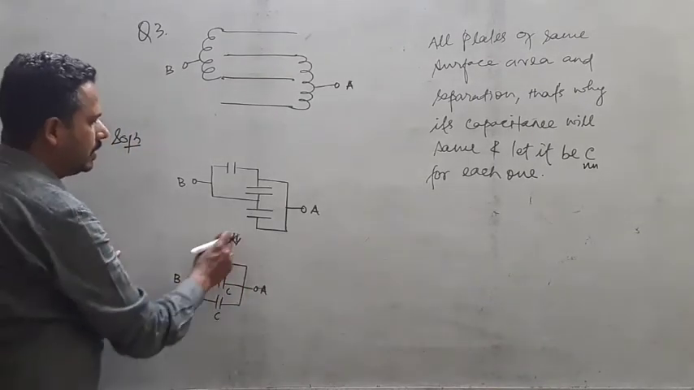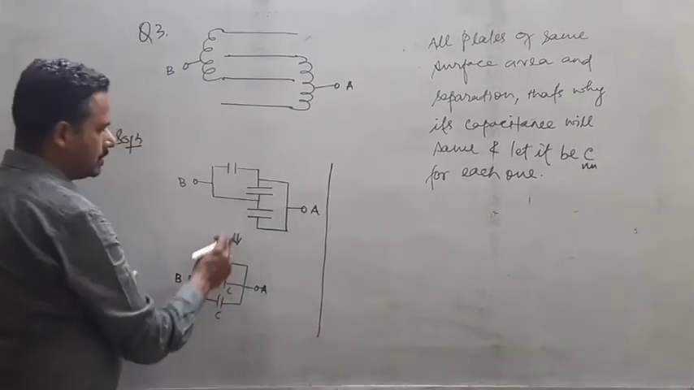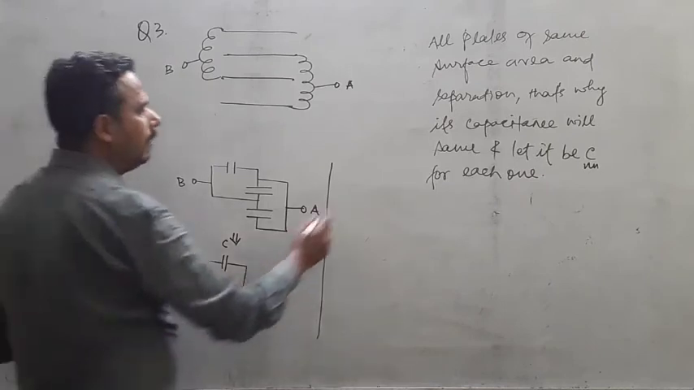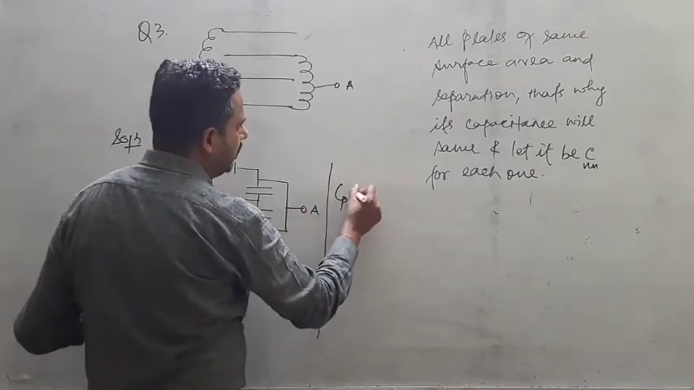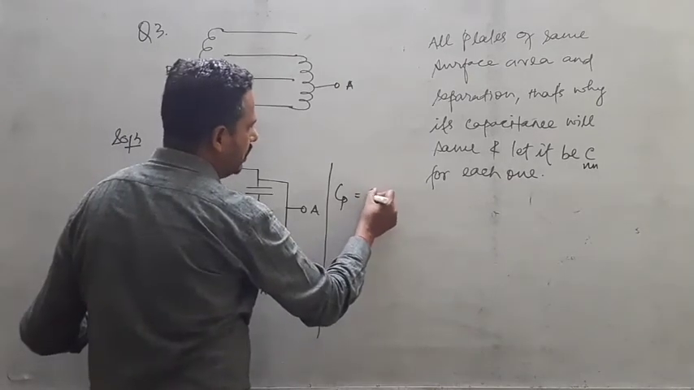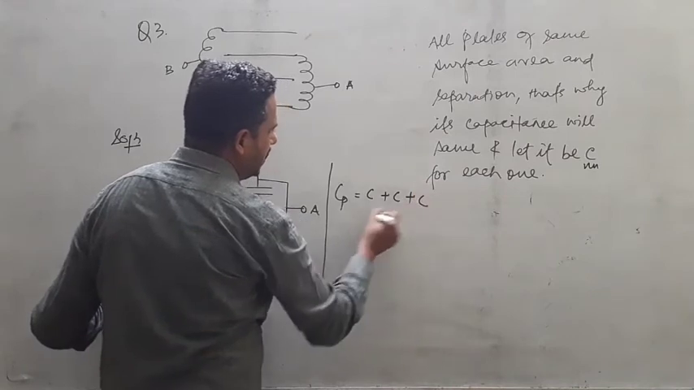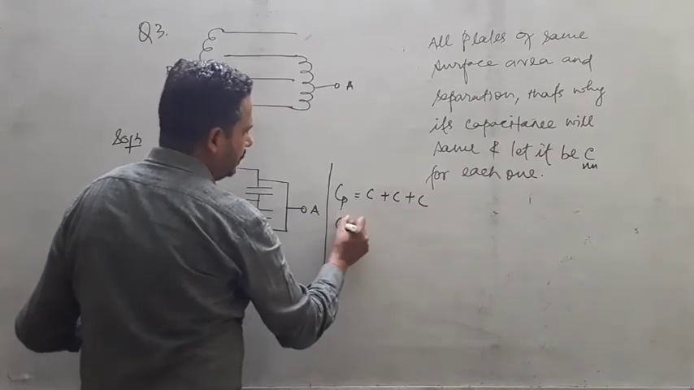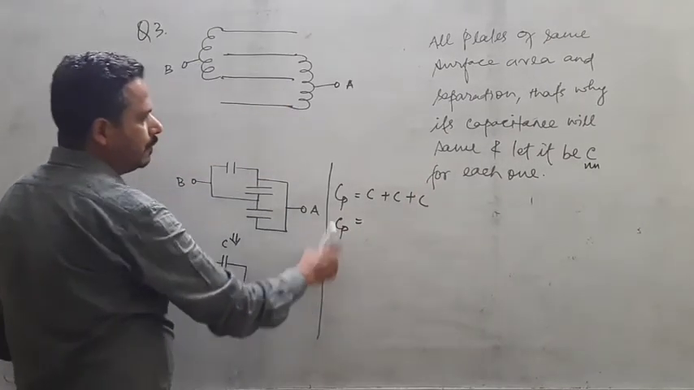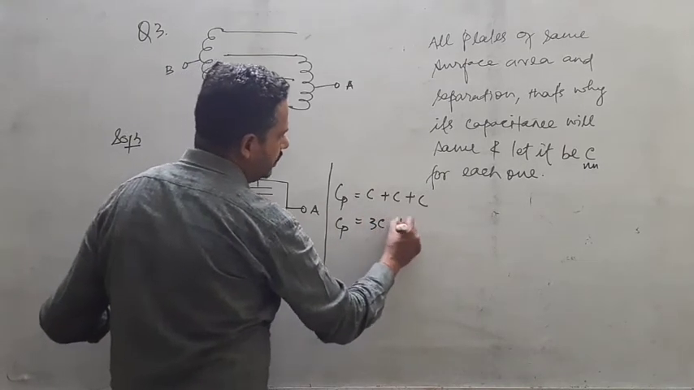So if all capacitors are connected in parallel, then for parallel your CP will be the algebraic sum: C1, that is C, plus C2, that is C, plus C3, that is C. Accordingly, your equivalent capacitance for the parallel combination is 3C, and this is your result.